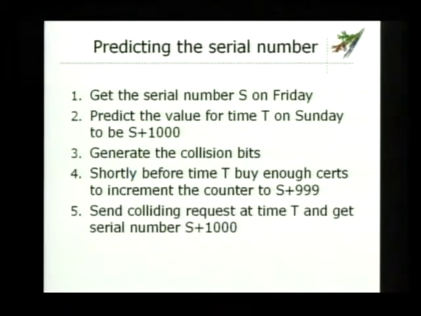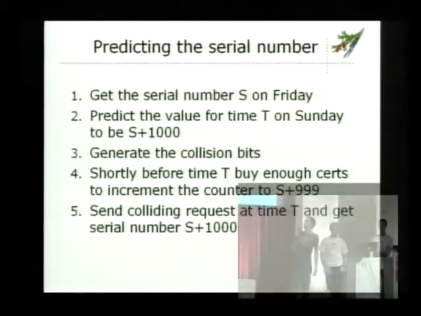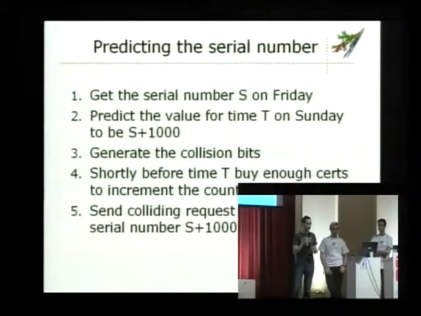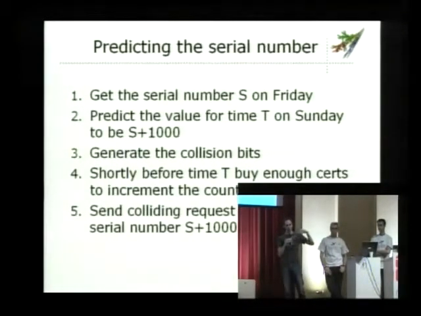We're going to start generating our collision. This is going to take a couple of days. Hopefully we'll have it done by Sunday. On Sunday, we need to get that certificate signed at the exact time that we targeted. This is time t. And we need to ensure that we get serial number S plus 1,000. So a couple of hours before time t, we start buying certificates. This allows us to both query the number and also increment it as necessary.